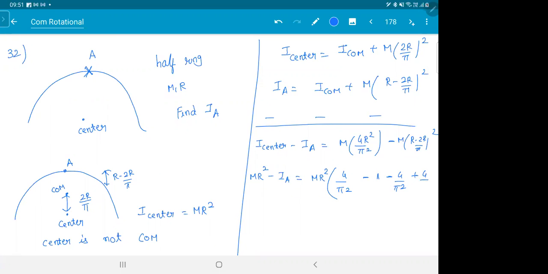I just expanded a minus b whole square. I took out r common. This mr square times 4 by pi square minus 1 minus 4 by pi square plus 4 by pi. This and this get cancelled. We get IA is 2 mr square minus 4 mr square by pi. Shift this thing to this side. That's your answer.